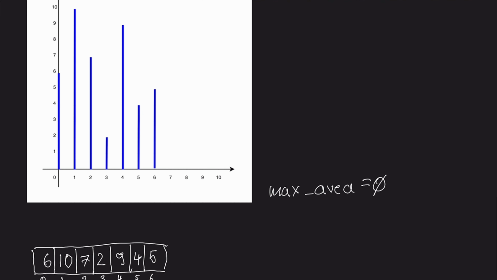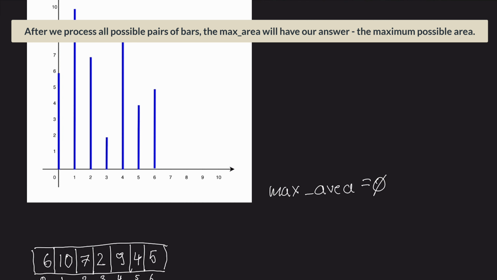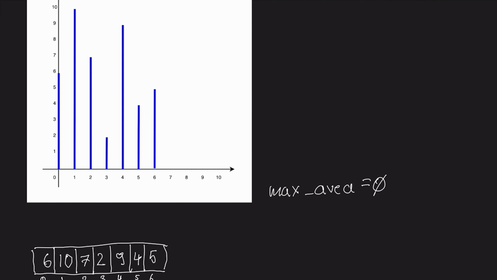The way we are going to find all those rectangles is very simple. We will check all possible pairs of the bars on the graph, and for each pair we will compute the area, and if the area of the rectangle is greater than our max area, we will update max area and move on to the next possible pair of bars. Once we exhaust all pairs, what we will have left in max area will be the maximum area we were able to find, because we considered all possibilities, all possible pairs of bars.